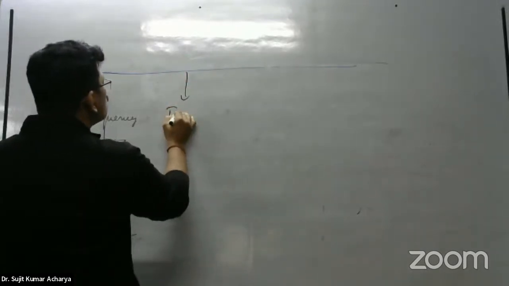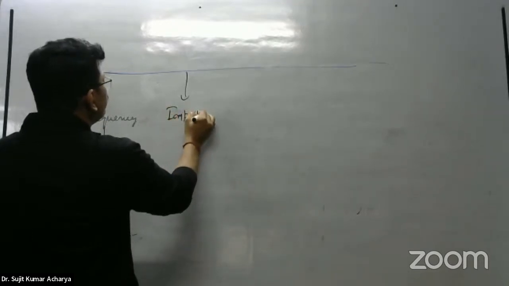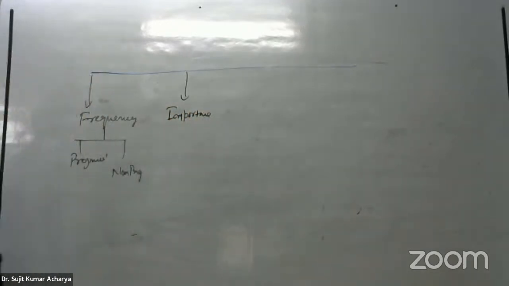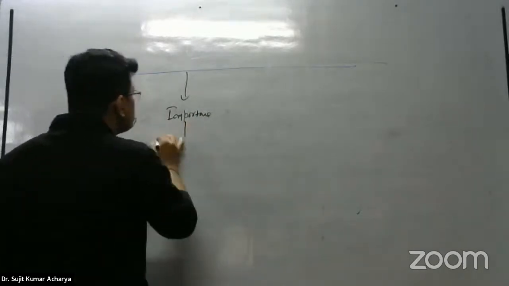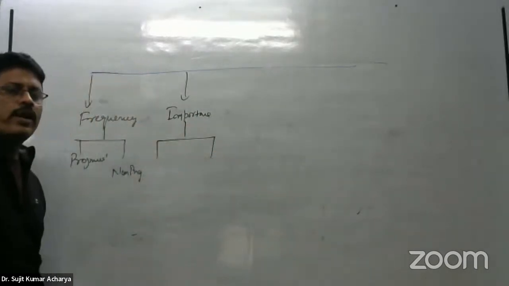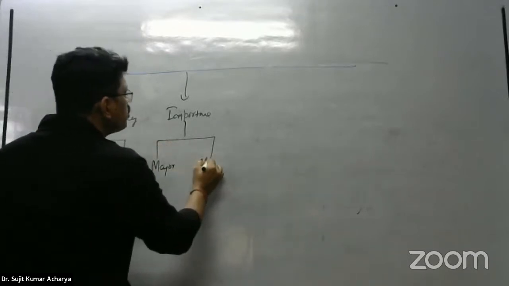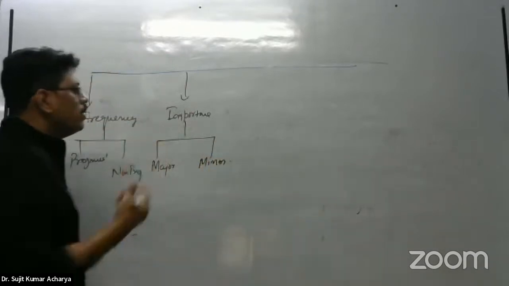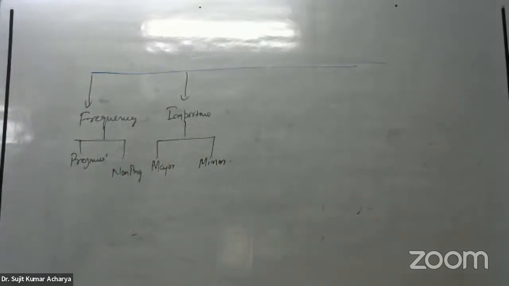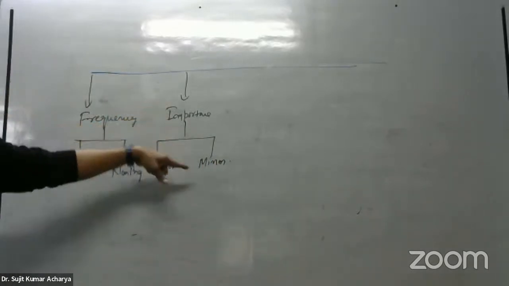Another is from importance point of view. Decisions are of two types: one is major decisions and another one is minor decisions, from importance point of view.